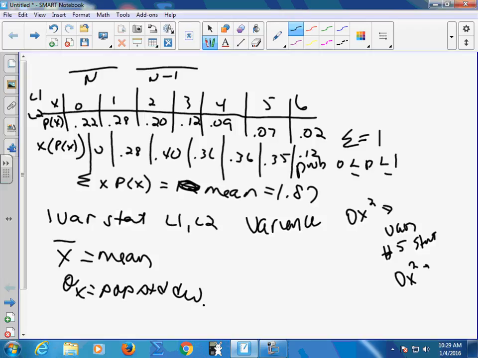Your expected value is the same as your mean. So that should have also been 1.87. Your variance should have been, sorry, 2.57. And your standard deviation, 1.604, something like that. Okay. And your expected value, same as your mean. Everybody okay with that?